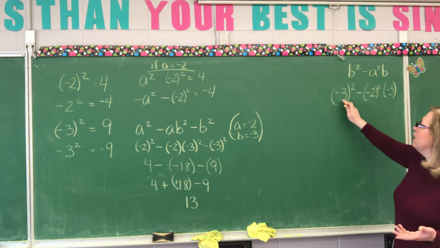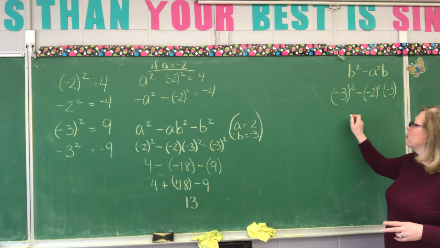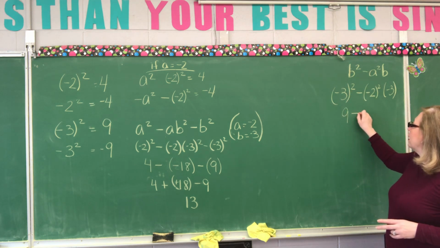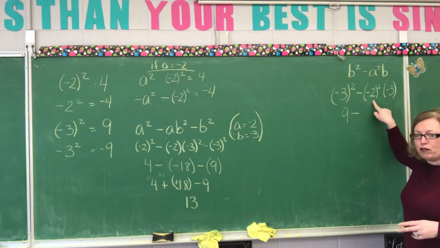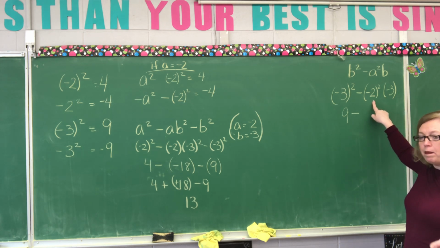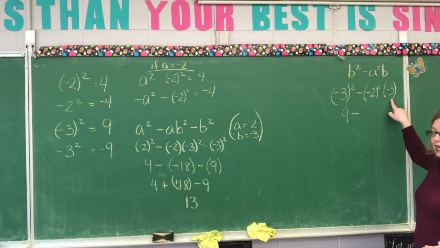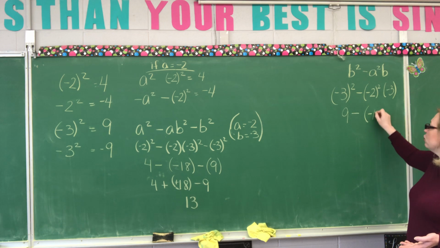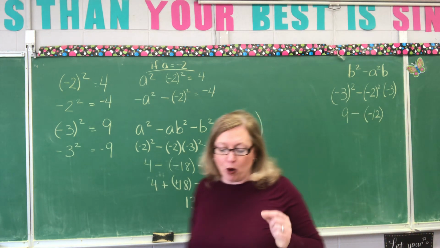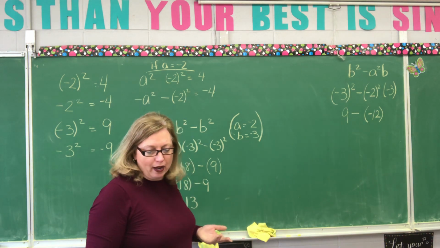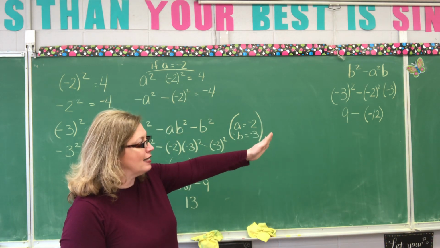Now let's solve it. Negative 3 squared. Negative 3 times negative 3 is a positive 9. Minus negative 2 times negative 2 is a positive 4. Positive 4 times a negative 3 is a negative 12. Okay? Everybody see what we did? Because remember, multiplication, I can do these in whatever order. Okay? So I have a positive 9 minus a negative 12.